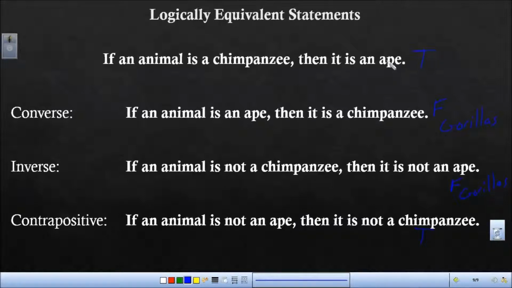And what we want to notice is that the original statement and the contrapositive had the same truth value. And the converse and the inverse had the same truth value. And this is always true, and it's what we call logically equivalent. Okay?